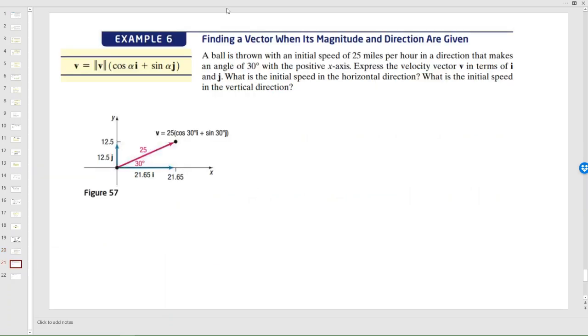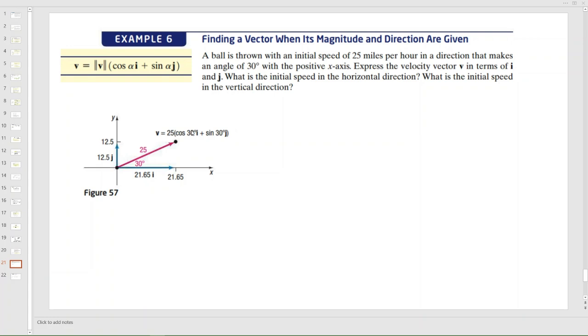So if we have a ball thrown with an initial speed of 25 miles per hour, and the direction makes an angle of 30 degrees with the x-axis, we want to create this velocity vector in terms of i and j. That's going to allow us to figure out what the initial speed in the horizontal direction is and the speed in the vertical direction is, because this overall speed of 25 miles per hour at a 30-degree clip is caused by some of that magnitude going in the x direction and some in the y, and the combined result is this 25 miles per hour.